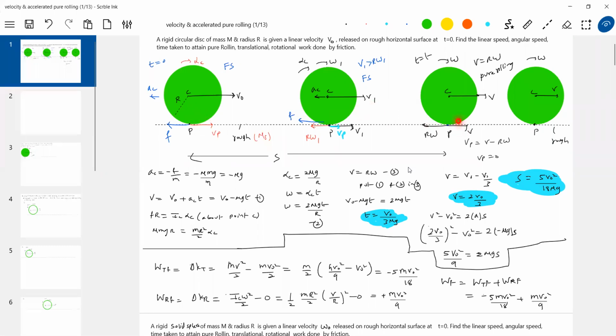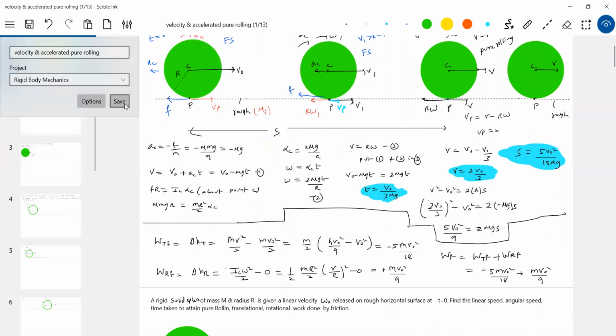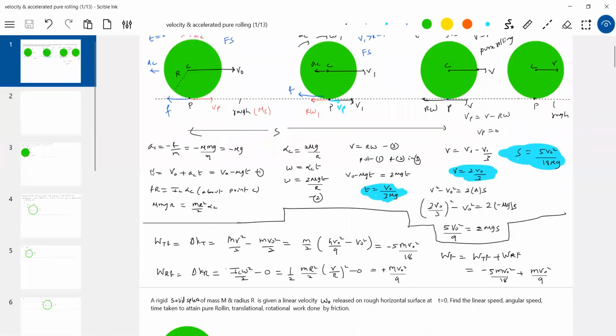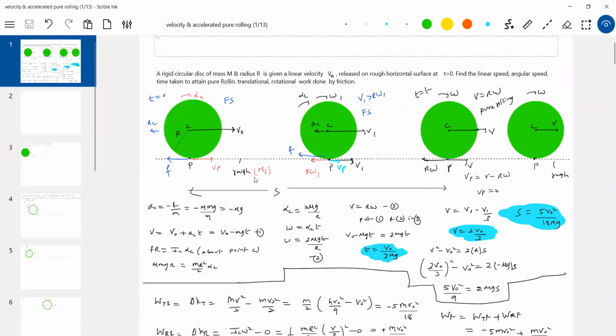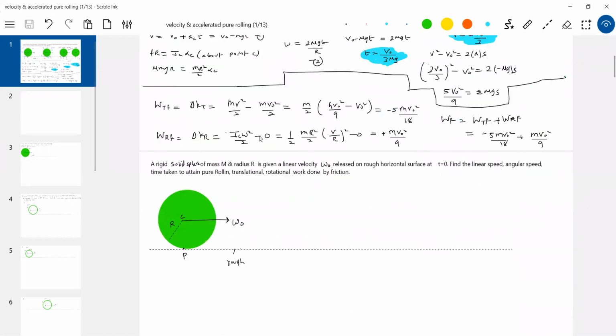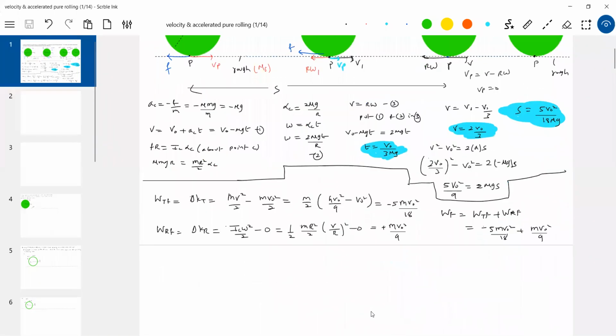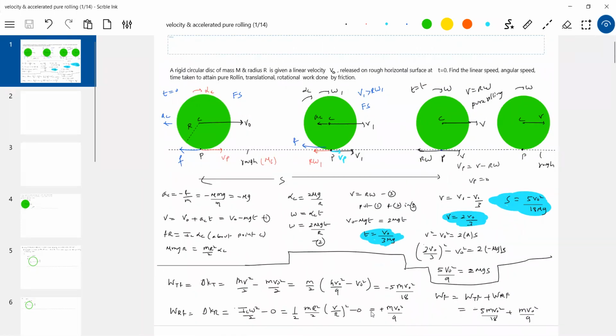Will both cover the same distance to attain pure rolling? The answer is no. What I did is for the disk; for the ring, you should do the same idea. You should extend it for the ring. What is the time taken?